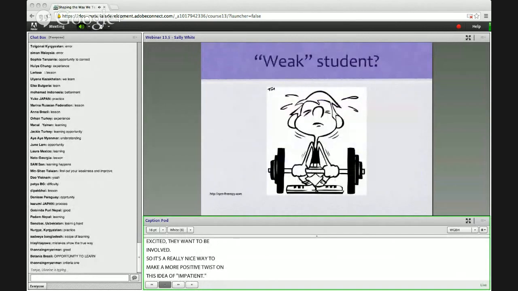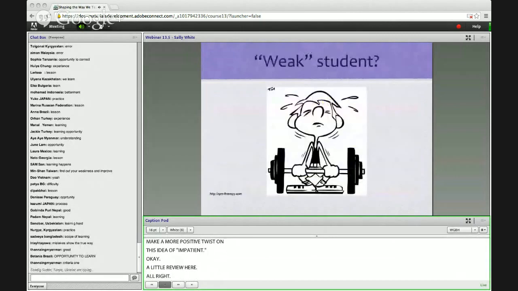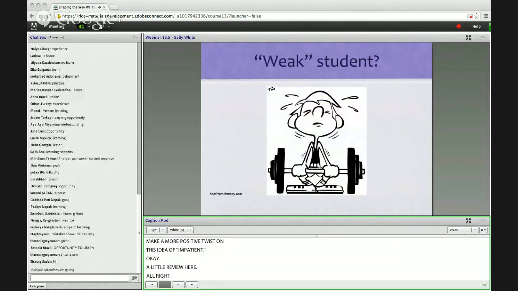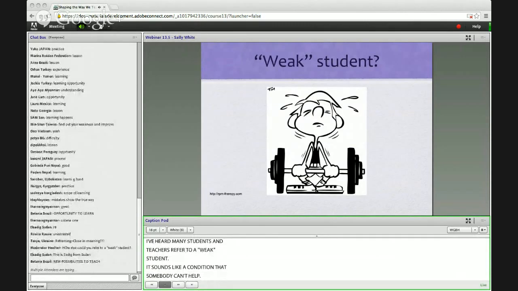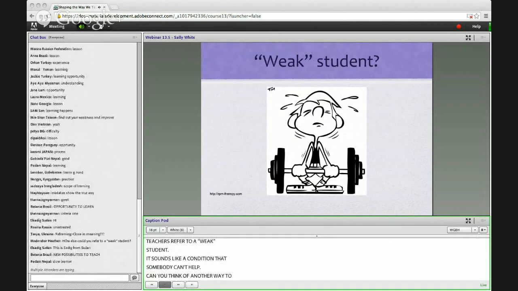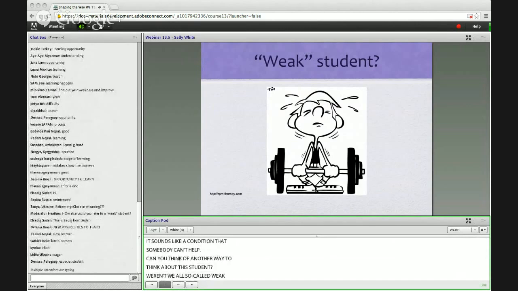A little review here. All right, what about a weak student? I've heard many students and teachers refer to a weak student. It sounds like a condition that somebody can't help. Can you think of another way to think about this student? Weren't we all so-called weak students at one point? So what does it mean?